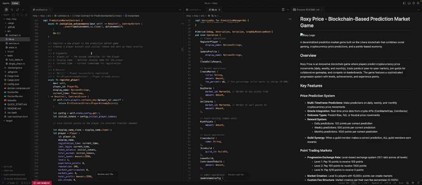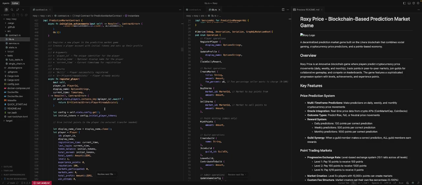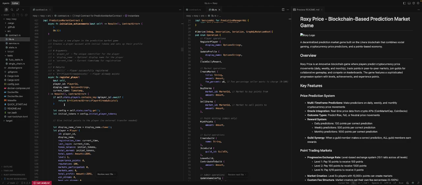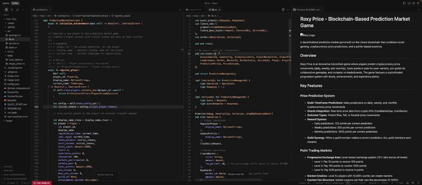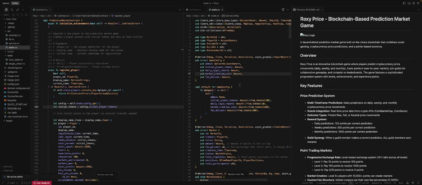So the first function here registers a new player in the prediction markets game, right? This is just to register the players. You can see this checks if the player has been registered. You get the players from the state config. Whenever a player is registered, it has an initial token. Let's check the state. I think we need to work hand in hand with state. You can see it has an initial token of 100, right? That is an initial point of 100.